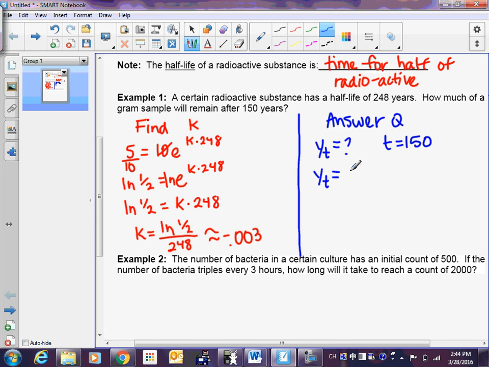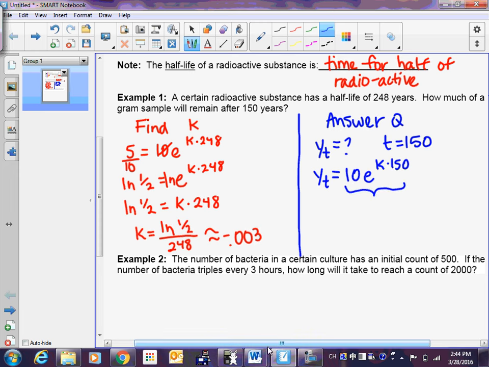The initial amount, that's still 10. They told us that. We still have e. I'm going to write k, but what is k? It's this decimal, which I have the real accurate decimal in my calculator stored. And then times t, that's times 150. Notice I'm not using 248 anymore. I only use that to find k. All right, now I can just type that in actually right there.